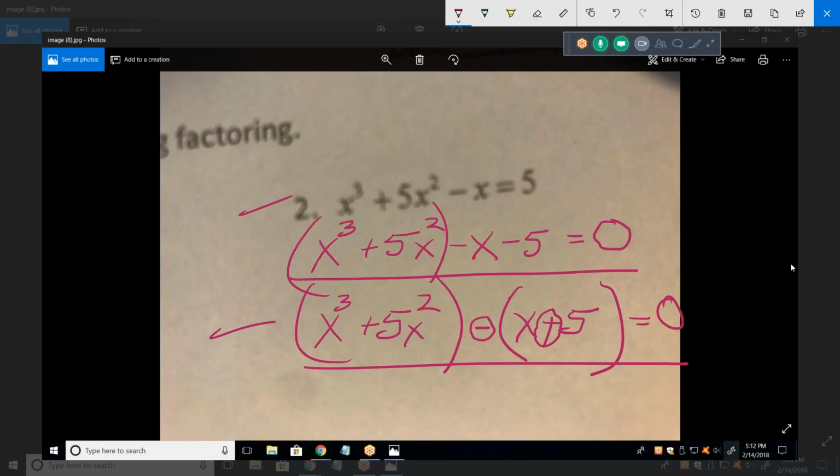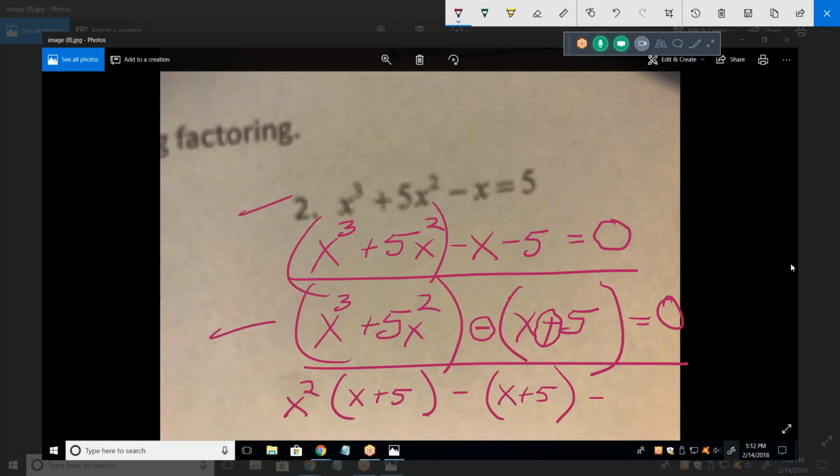Okay, now that I've got it like this, factor the greatest common factor out of the first set of parentheses. What do you get? Is it the x squared? And what's left over? What is it? X plus 5? Okay. And I can't factor anything out of that, but I still got an x plus 5.